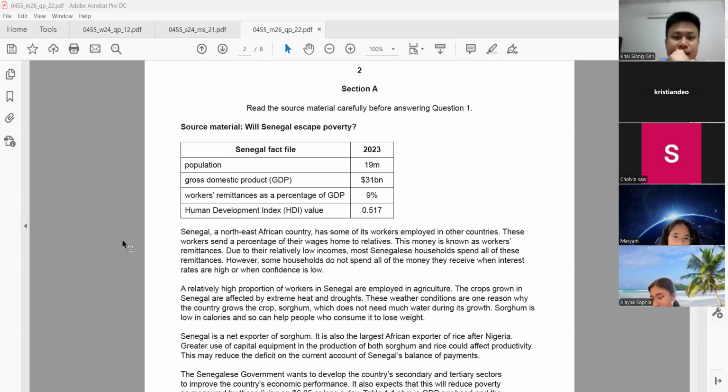Okay. Section A, you are being given the article. Now remember, in Section A, when you answer, you must refer to the article. Do not create your own answers.